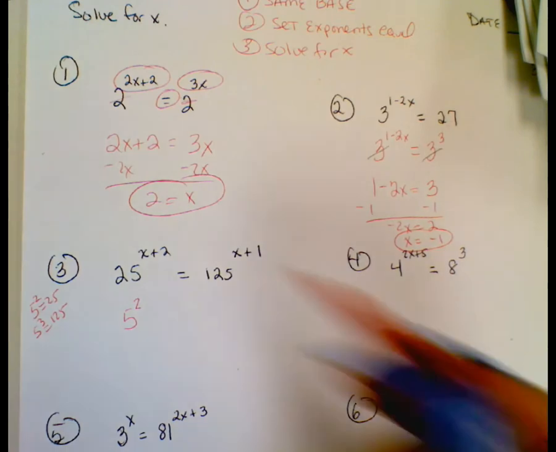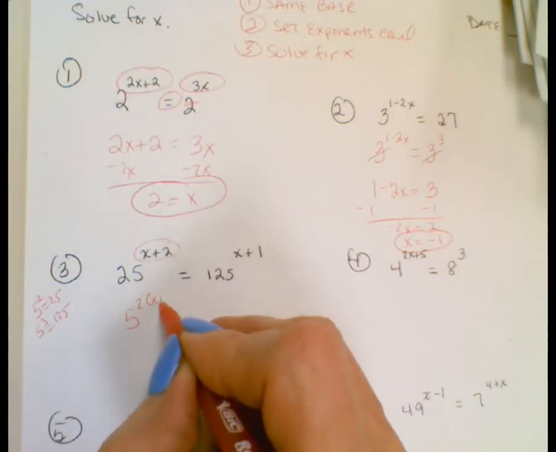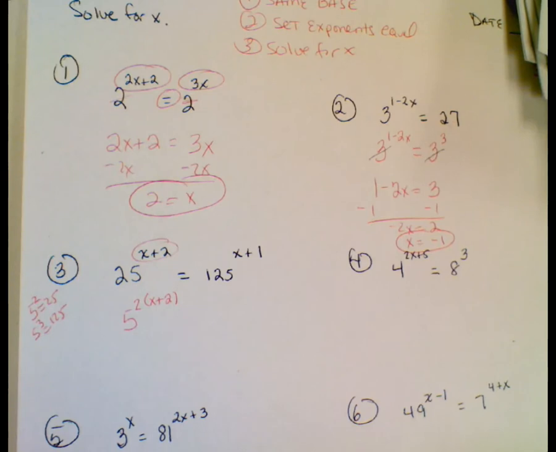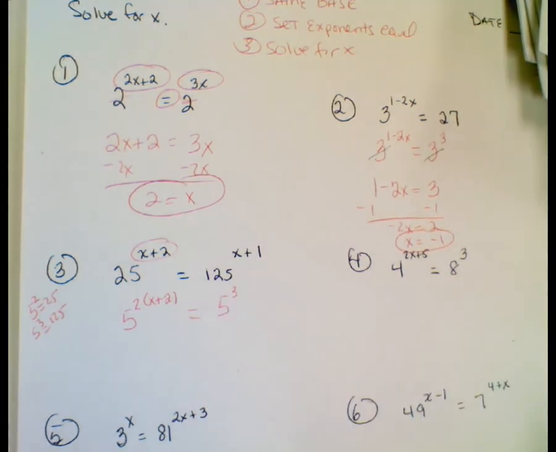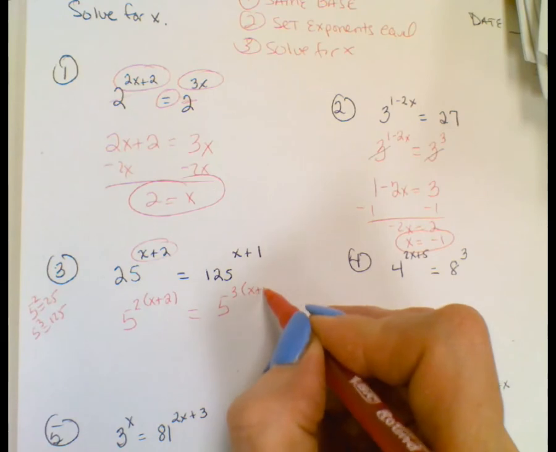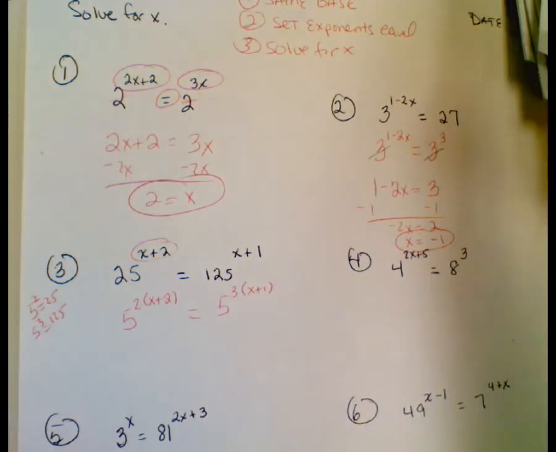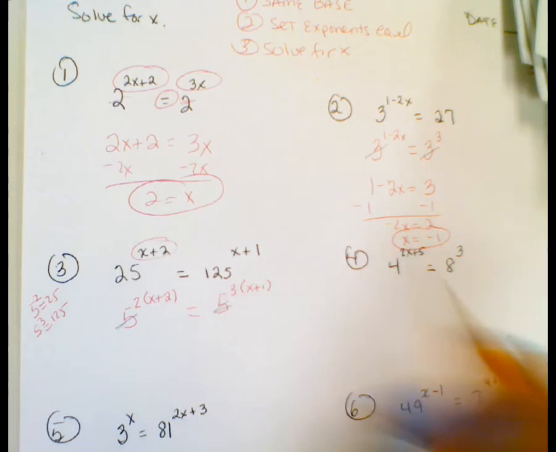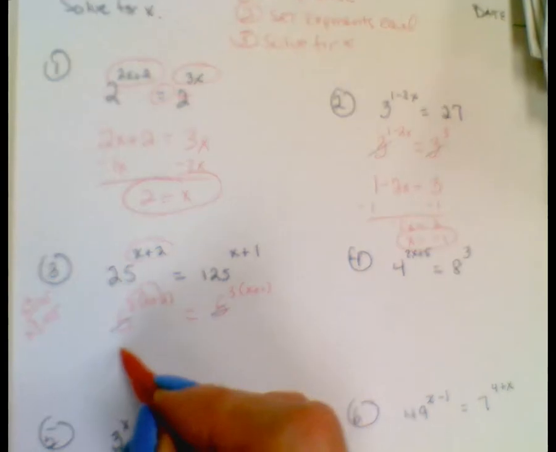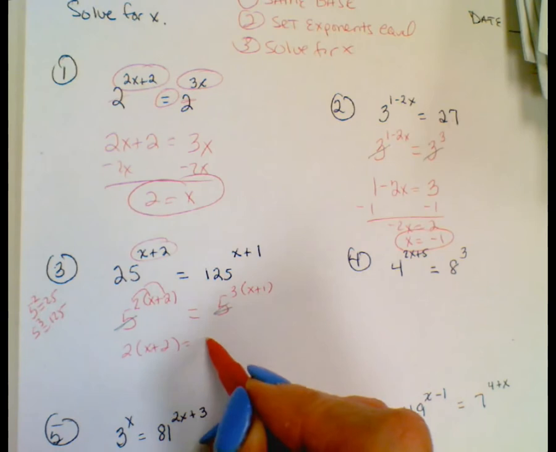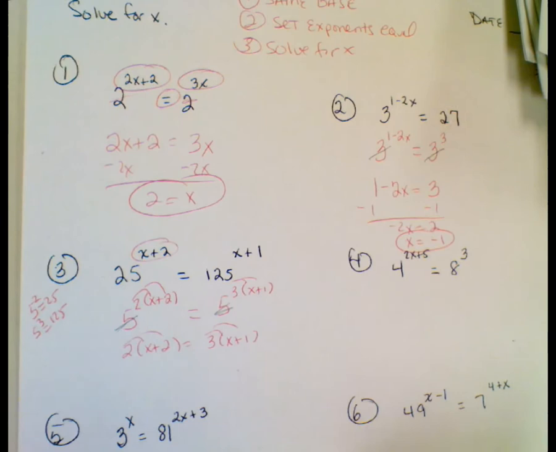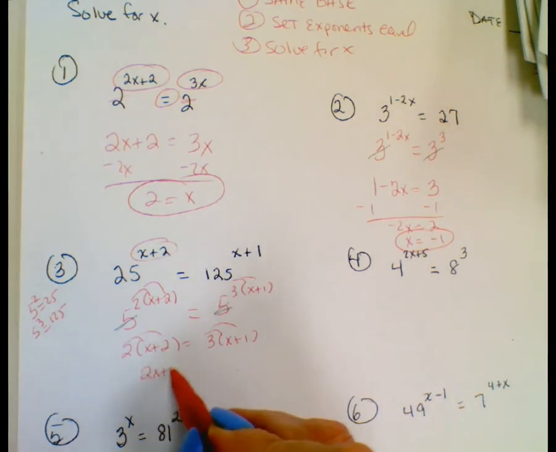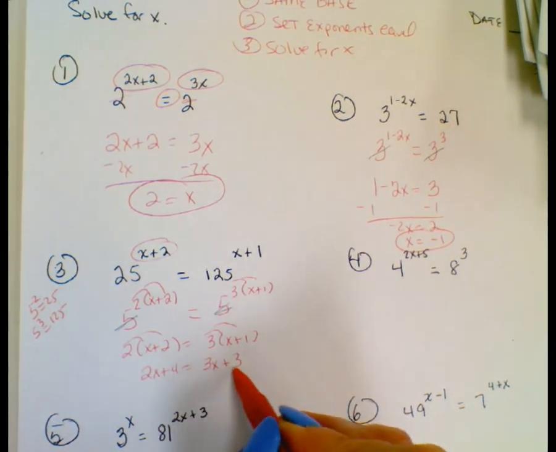That's 25. But there's this x plus 2 up here that is not going to go away. So you just put that next to the 2, and the 2 will have to be distributed. Now the 125 side, that should be 5 cubed. But there's an x plus 1 with that one, so times it by x plus 1. So you're going to ignore the bases, and we're going to set 2 times x plus 2 equal to 3 times x plus 1. And we're going to distribute. So this is 2x plus 4 equals 3x plus 3.